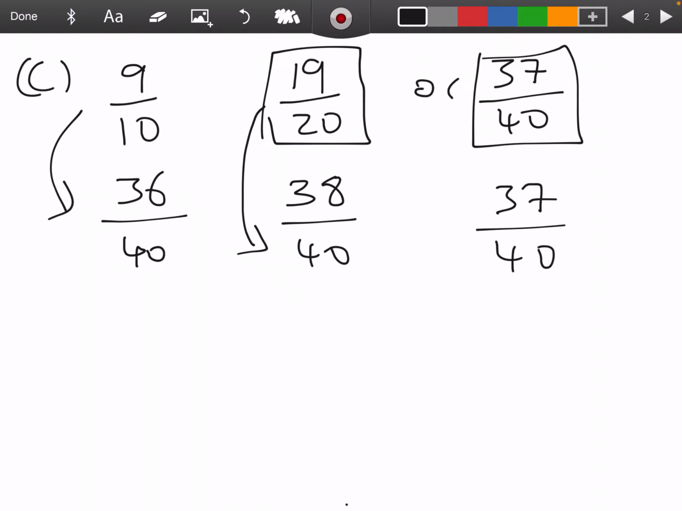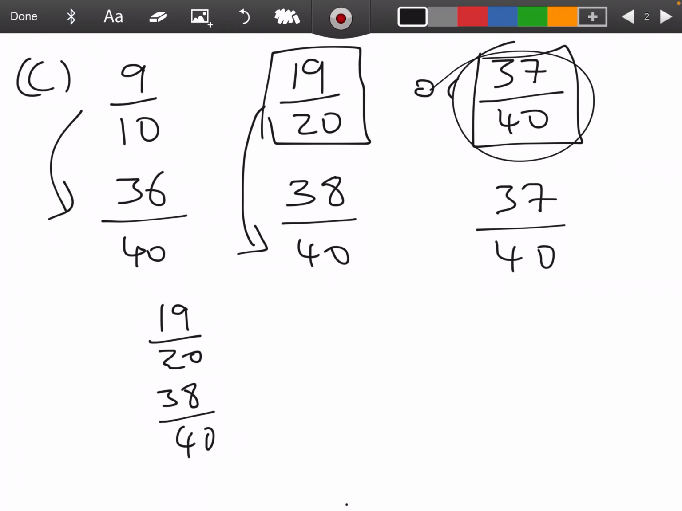So, what do we notice then? 36 actually sits in the middle, doesn't it? It says, is 9 over 10 closer to 19 over 20, which was 38 over 40, or 37 over 40? Sorry. So, is it closer to 38 or 37? It's closer to 37, isn't it? My mistake, I'm getting mixed up there. Sorry, lads. So, it is closer to 37 over 40.